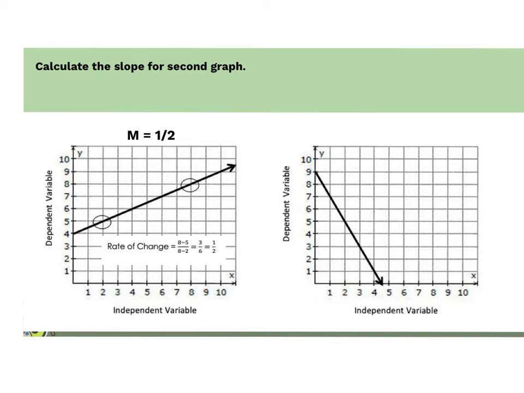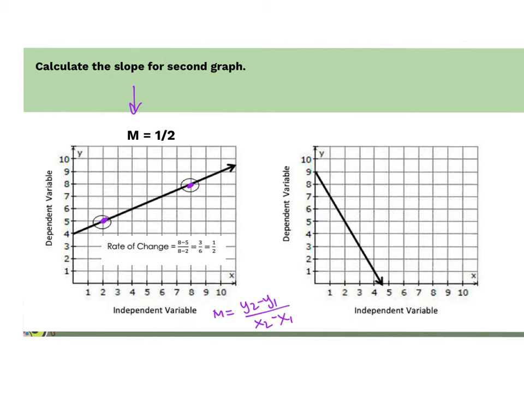But first, in this example, we have two different graphs. I've already found the slope for the first graph. It's 1/2. I used these 2 points. This is the point 2, 5, and the point 8 to find the slope. Remember, the formula is m equals y2 minus y1 over x2 minus x1.